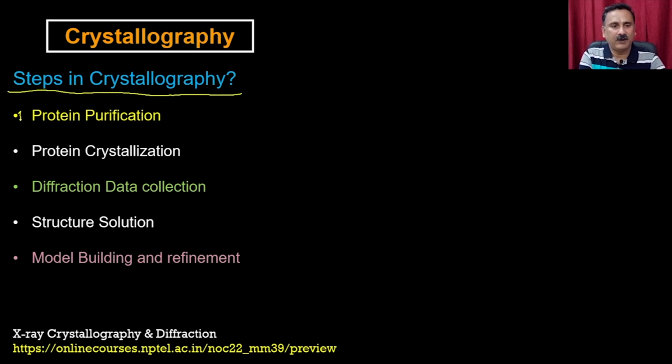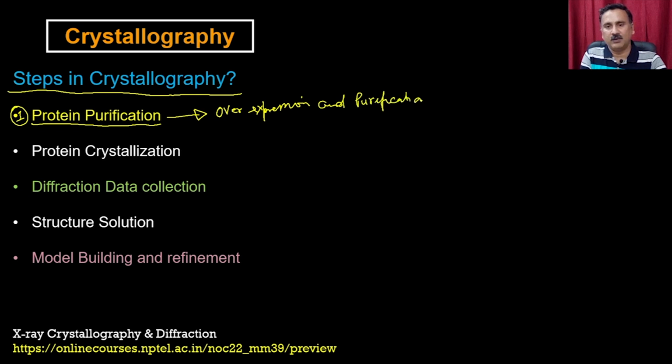So, in step 1, you are going to first express the proteins. Majority of the time when you do X-ray crystallography, it is going to be an overexpression of the protein, and overexpression and purification. That is very important, because otherwise you are not going to achieve the desired amount of the protein, and that is going to be a problem for getting the crystal.